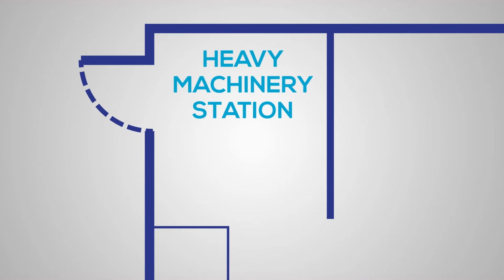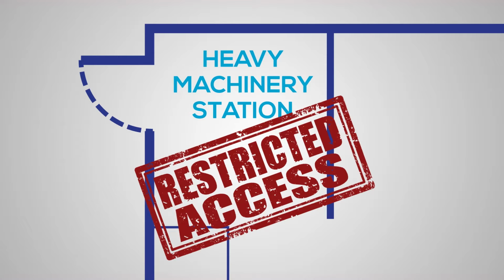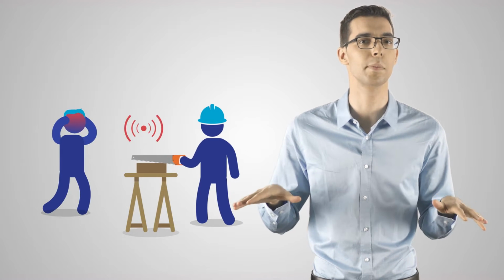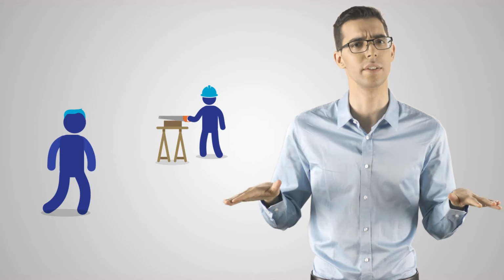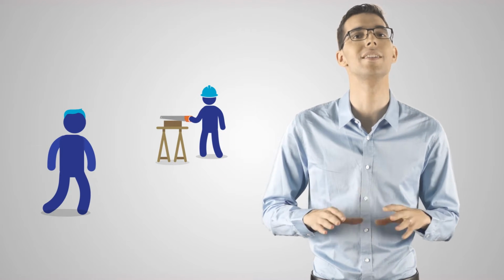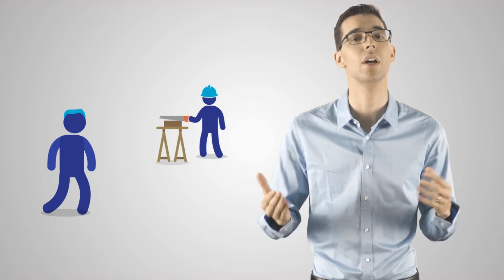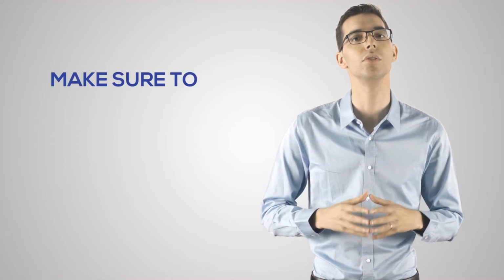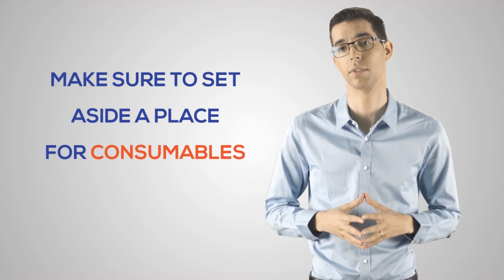It's the dirty danger zone, designated for machinery, processing tools, and everything dusty, fumey, or noisy. You'll want this station to be in a specially closed space, all on its own, to keep the noise level down. This is where you'll supervise everything going on, and have dedicated staff members operating the tools for the teams. Make sure to set aside a place for consumables.